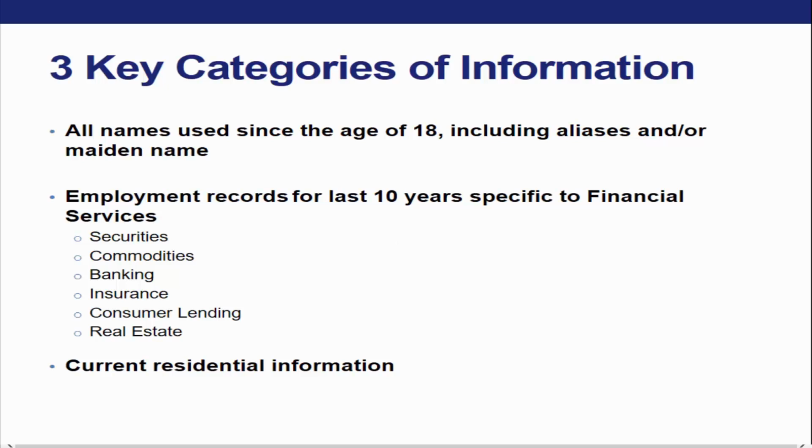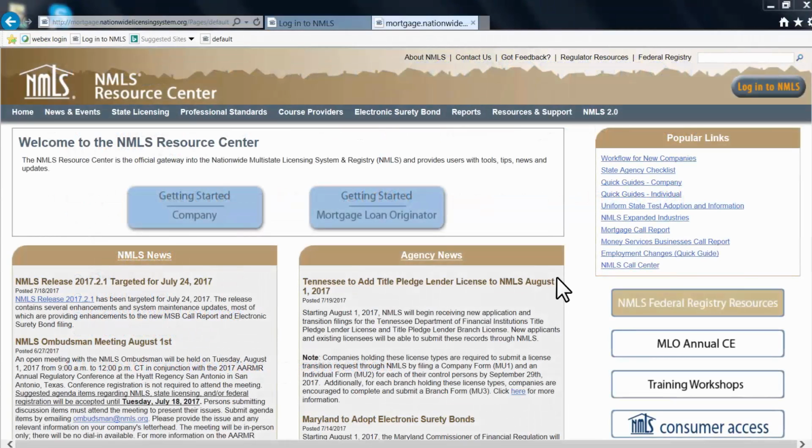Keep 3 key categories of information readily available. All names used since the age of 18, including any aliases and/or your maiden name. Employment records, including dates of employment and addresses covering the past 10 years for any financial services-related employment. Employment pertaining to securities, commodities, banking, insurance, consumer lending, or real estate falls under the requirement. And current residential information.